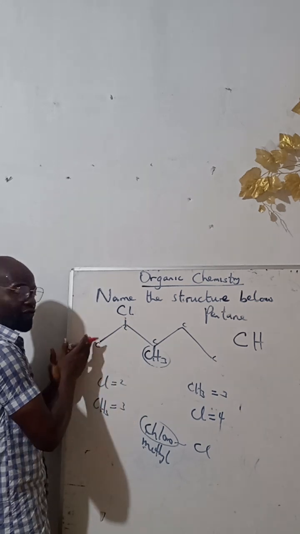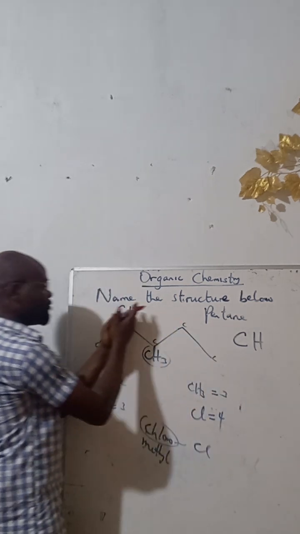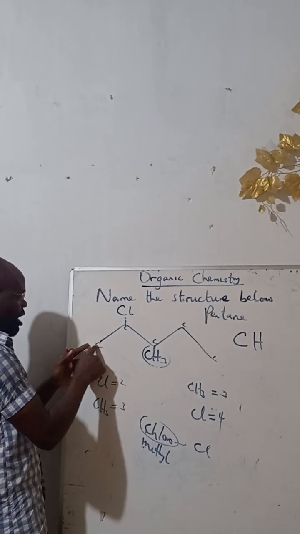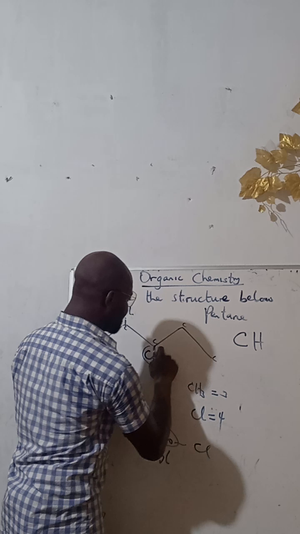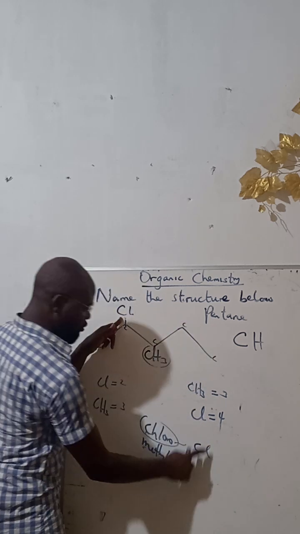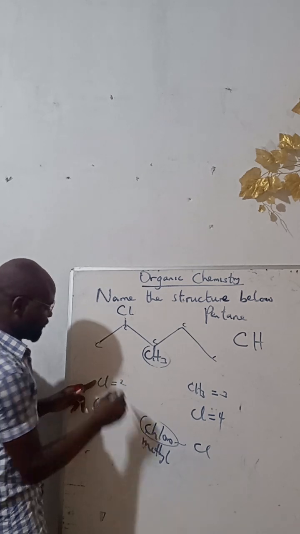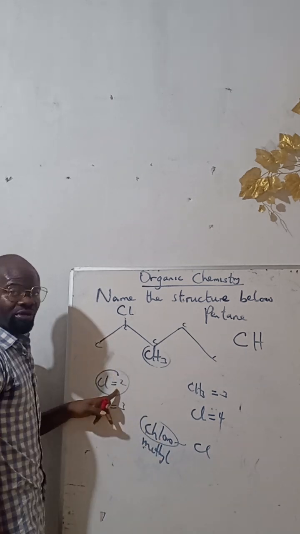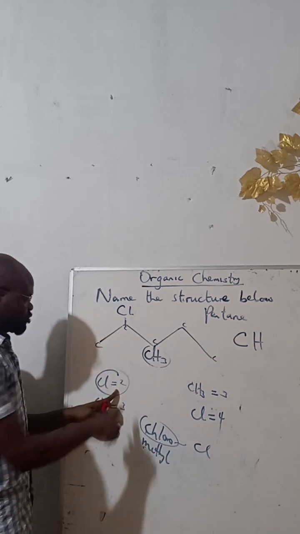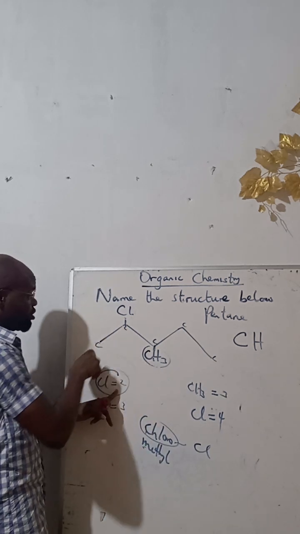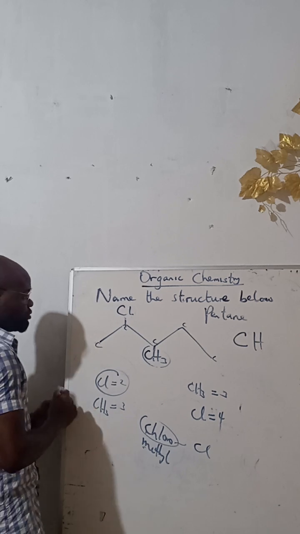Now let's count from the front to check where Cl will fall, and let's count from the back to check where Cl will fall. If I start from the front, 1, 2, Cl is number 2. If I start from the back, 1, 2, 3, 4, Cl is number 4. You can see Cl is 2, Cl is 4. According to the rule, we have to choose the smaller number, which is 2. So you choose 2 and you neglect 4. That means we are going to start from the front. From the front, it has Cl as 2.